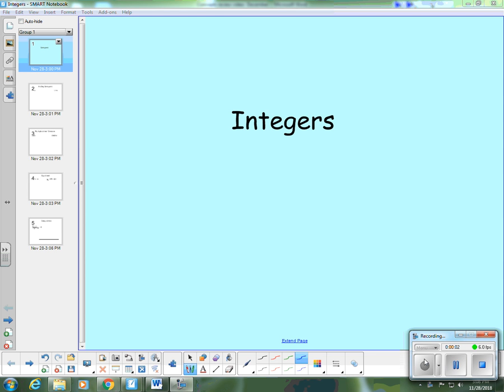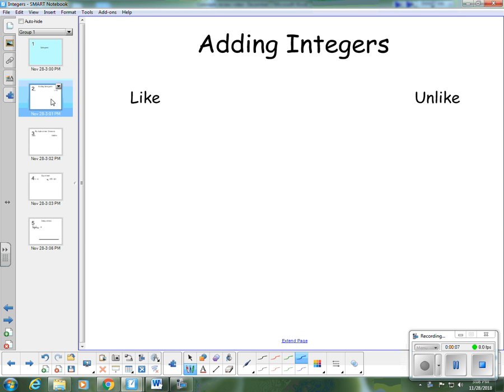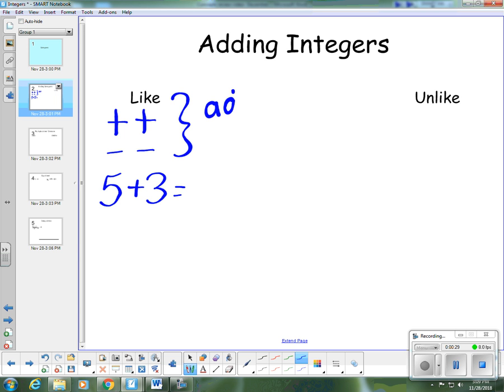In this video, we are going to review integers and computing integers, starting with adding integers. When I say like signs, I mean two positive integers or two negative integers. So when we're adding them, it might look something like this, 5 plus 3. The rules for adding like signs are add and keep the sign. So I'm going to write add and keep.